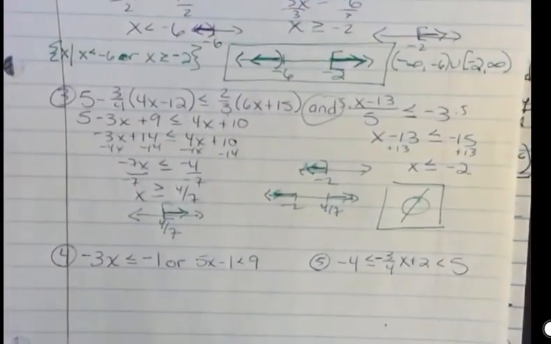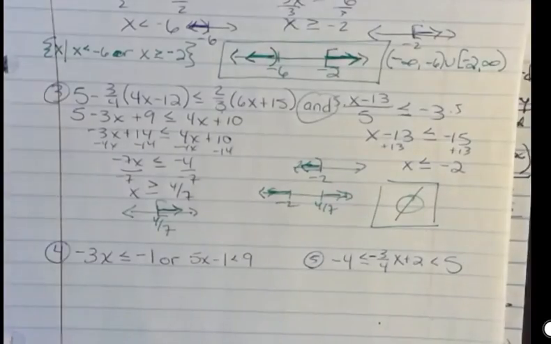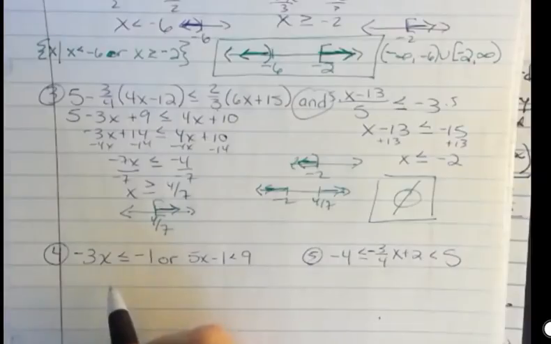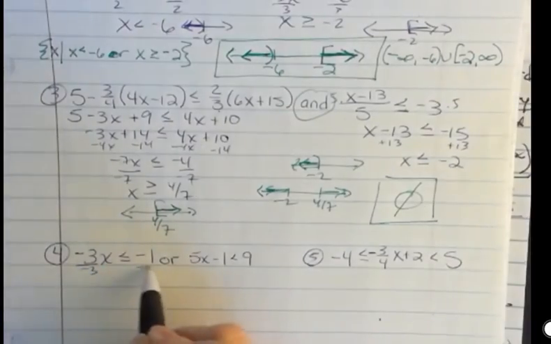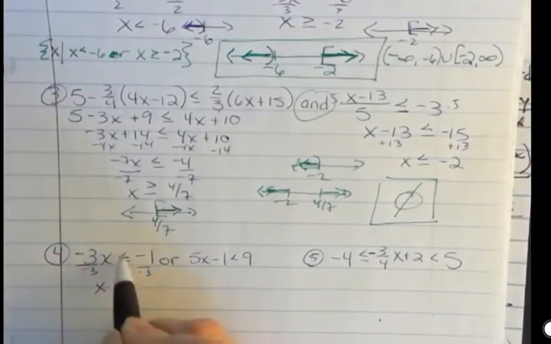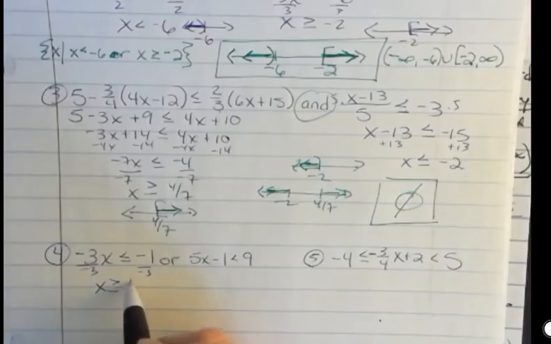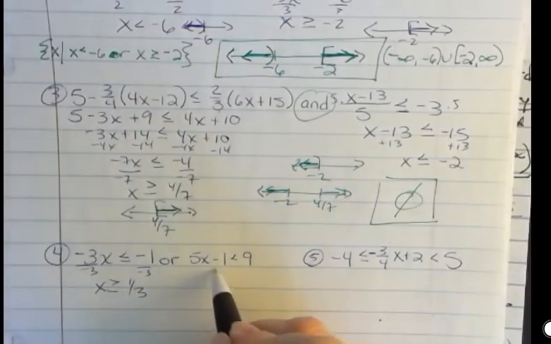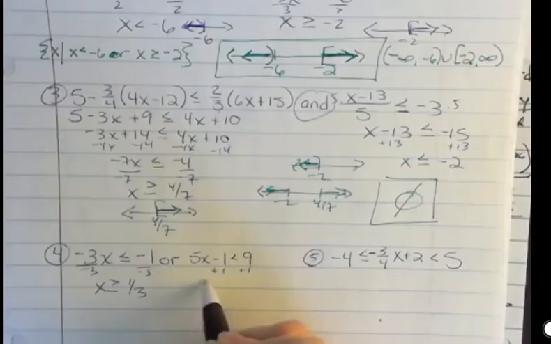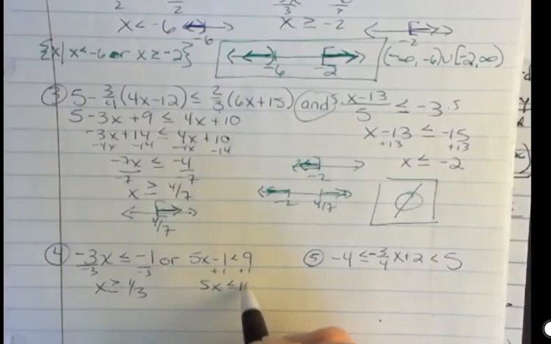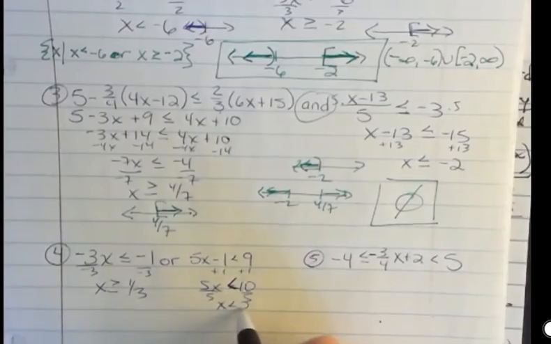Okay, 4 and 5 I'm going to look at rather quickly. I just want to show you another thing that can happen with the OR statements. If you divide both sides by negative 3 here, hopefully you can see the arrow is going to reverse and I'm going to get x is greater than 1/3. And if I add 1 to both sides here, I get 5x is less than 10. Whoops, just less than, no equal to part. And dividing by 5, I get x is less than 2.